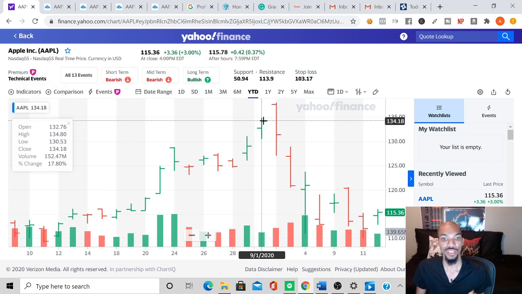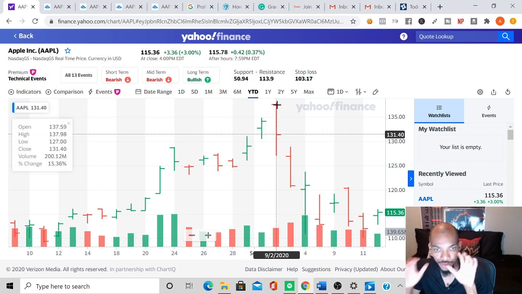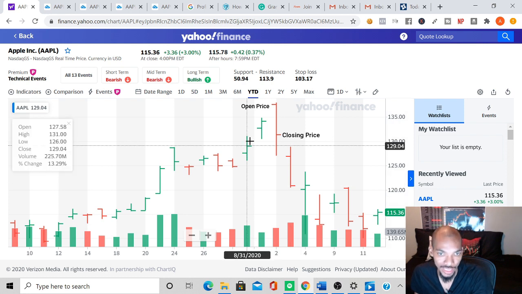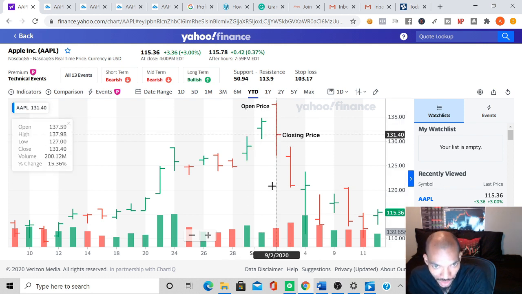Okay, now the next one. If it's red, you know the stock price went down. So the opening would be the top of this bar, which would be 137.59, and then we know it went down, so the closing price would be $131.40.